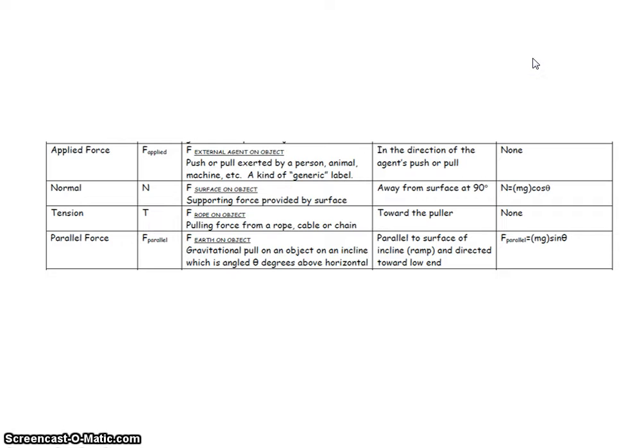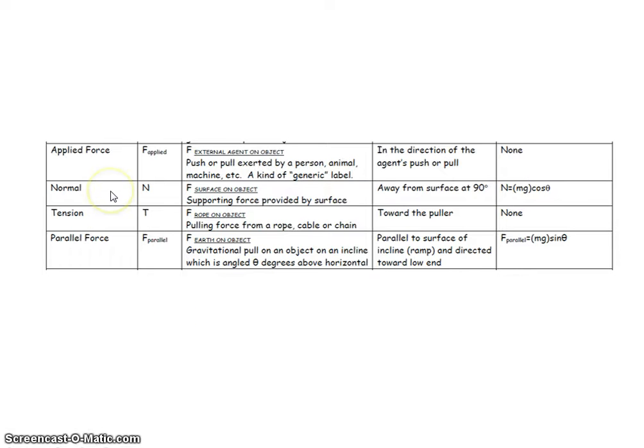There's another group of forces here on your list: the applied force, normal, tension, and parallel. These have their own symbols, and they're described here. An applied force, for example, is the force of an external agent on an object. It means a push or a pull exerted by a person, an animal, a machine, etc. An applied force is kind of a generic label. It includes a lot of things. Its direction is in the direction of the agent's push or pull, and there really isn't a formula for it.